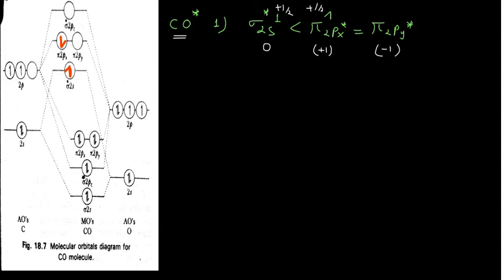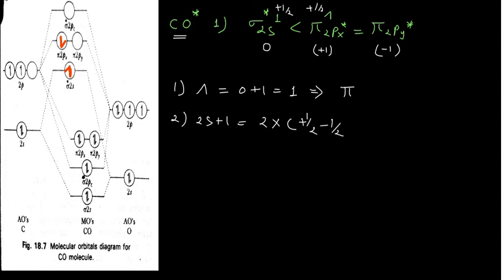In the first case I am determining your lambda. So that lambda would be equal to 0 plus 1, which again gives you 1. When lambda value is 1, it simply means this term symbol would be pi. And if you calculate the spin multiplicity, 2S plus 1, that will give you 2 multiplied by plus half minus half. Why plus half minus half? Because this one has plus half spin, and this one has minus half spin, because it is anticlockwise and this is clockwise. If you solve this and add 1, that will give you 1. So your term symbol would be pi 1 in that case.